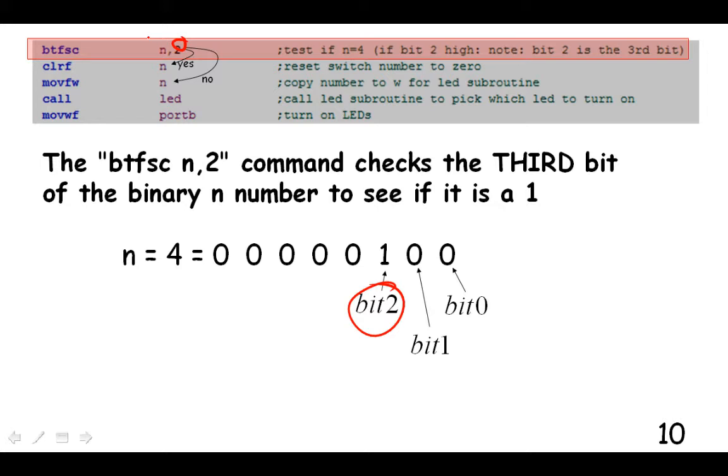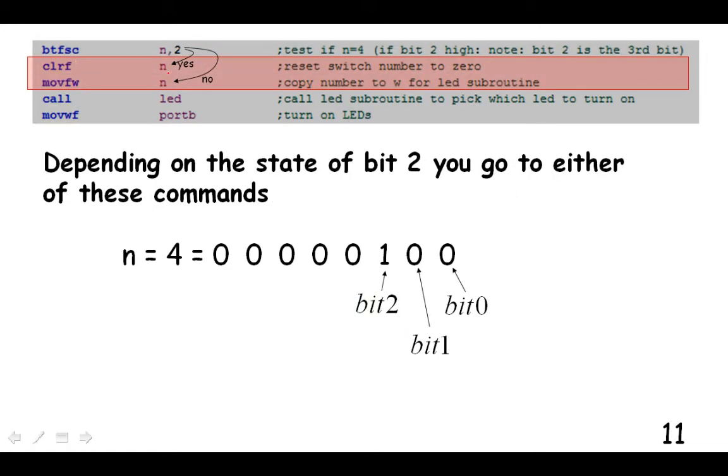So if the bit is high, that means n is 4, then it's going to clear. Oh, well, I'll tell you. Yeah, I go to the next one here. Then it clears.